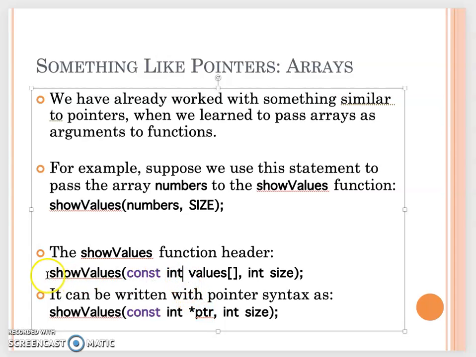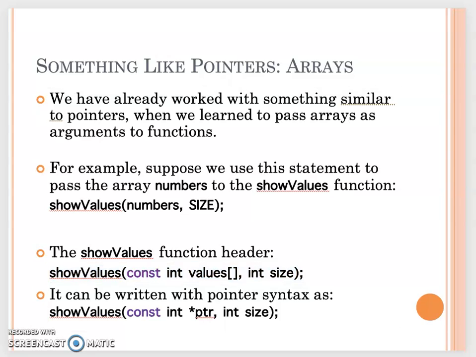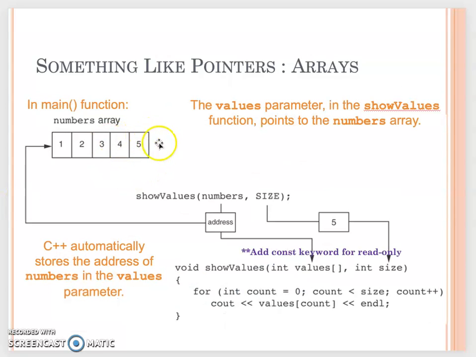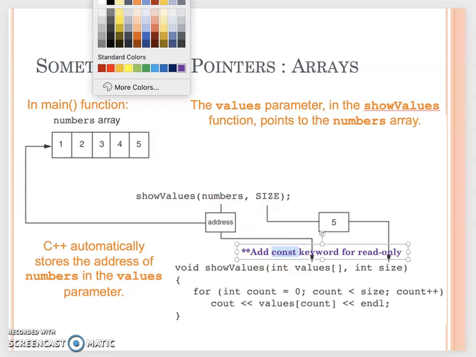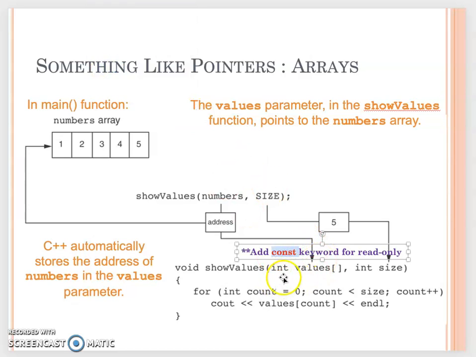Let's see again in memory what happens for showValues. Here is our showValues function. We have the for loop, and we can access the index one by one to display the content of the array. Don't forget, we need to add the const keyword. This one is missing the const keyword, so you should add const for your values, when you pass in by the const keyword.